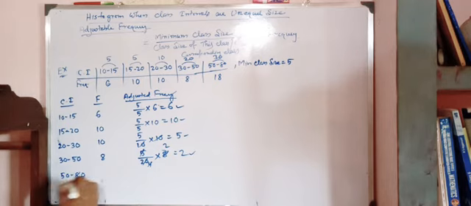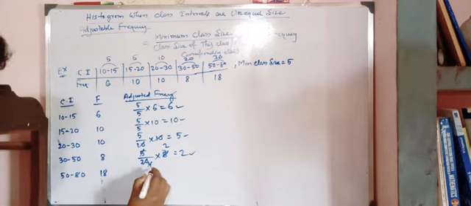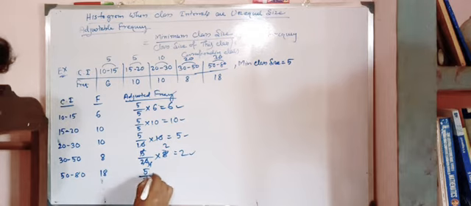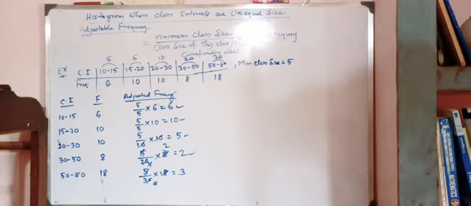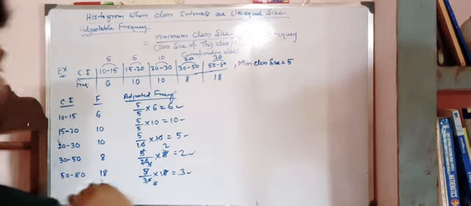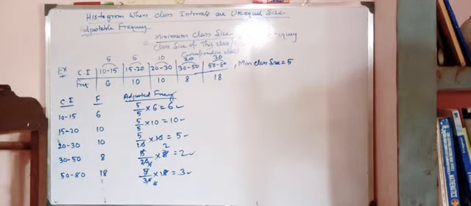For 50 to 80, the frequency is given as 18. So with the minimum class size of 5, this is 30 into 18, so the adjusted frequency is 3. So that is my adjusted frequency. Now we can draw a histogram along with that.